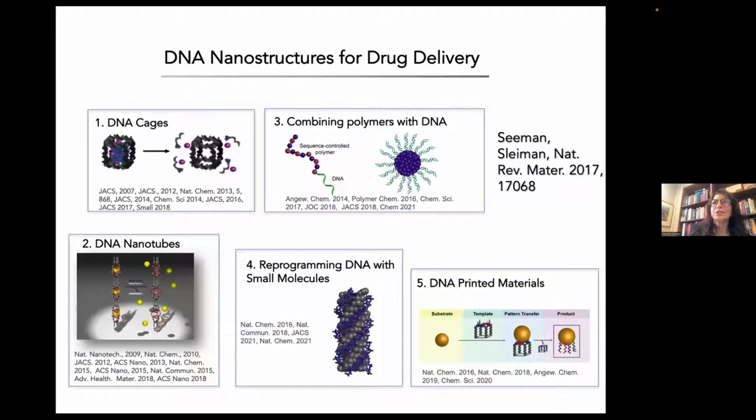After this short introduction into DNA cages, I'm going to move and introduce to you another class of DNA structures that we're also very excited about. And this is a class of structures that combine polymers with DNA. And I'll tell you in a second why we want to do that.